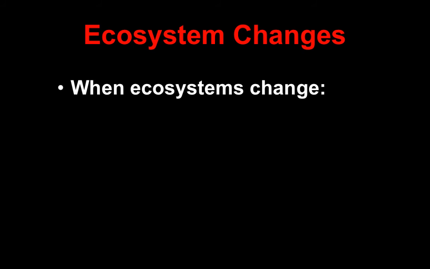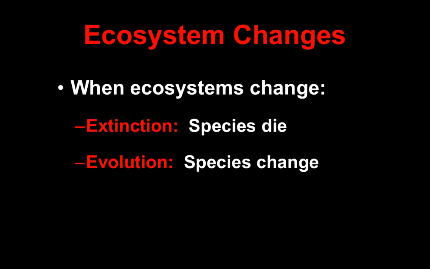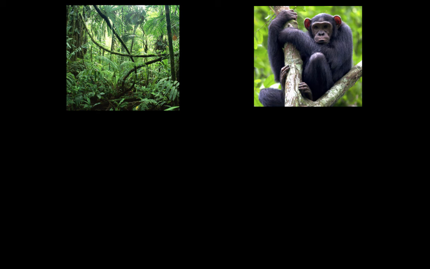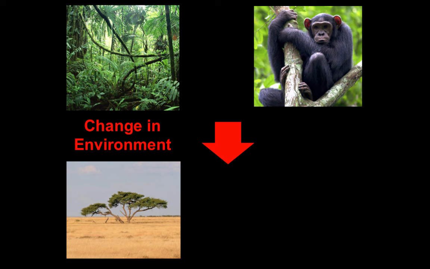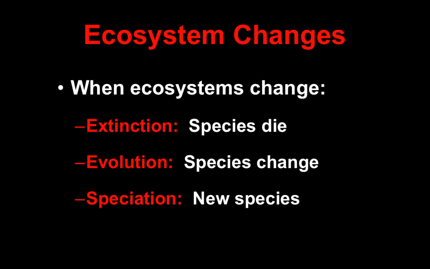Now, when ecosystems change, organisms will either go extinct, like the woolly mammoth. Its environment changed too much, it wasn't able to adapt, and so it went extinct. They will evolve. So, for example, if you're living in a jungle environment, swinging around in the trees makes sense. But if your environment changes to a more open area plains situation, then you're going to have to change as well. And so that resulted in bipedalism, the ability to walk. Or you can speciate, meaning that you turn into a different species.